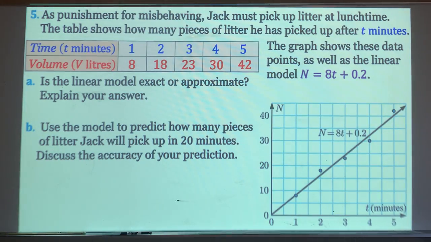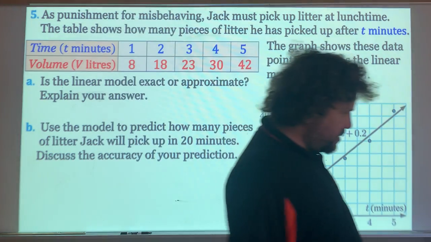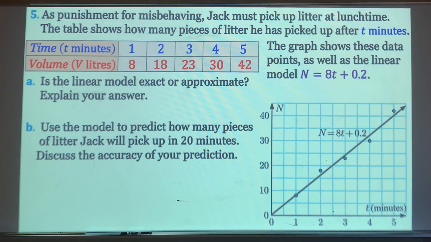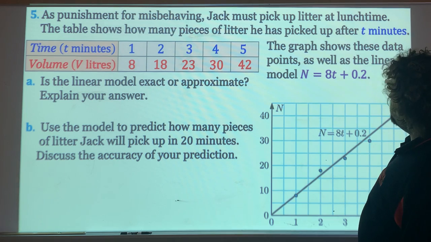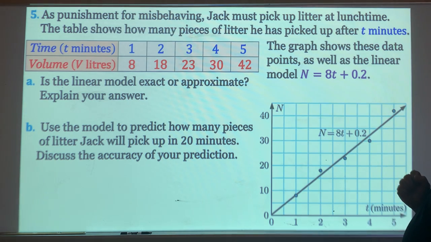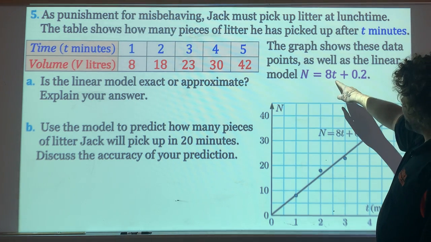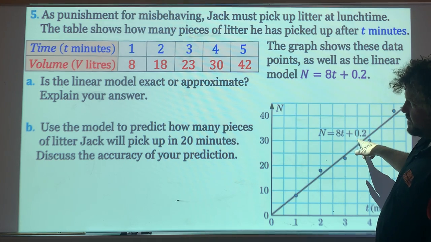Problem number five. You're doing this problem now. As punishment, we got three more problems today. For misbehaving, bad Jack. Jack must pick up litter at lunchtime. The table shows how many pieces of litter he has picked up after 2 minutes. All right, you have your time T, you have your volume V. The graph shows these data points as well as the linear model, N equals 8T plus 0.2. So that's given to you.